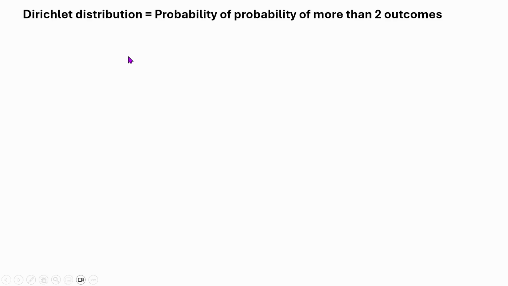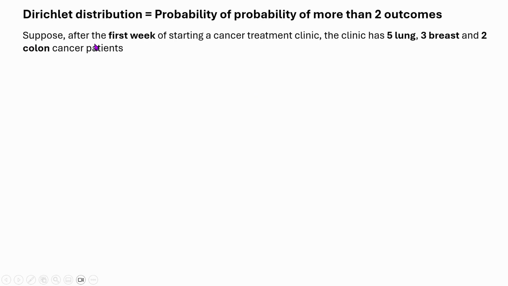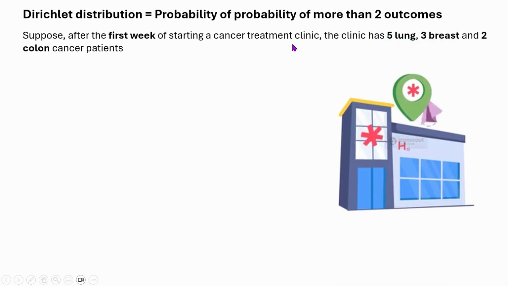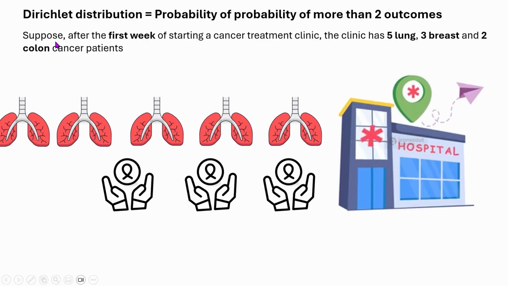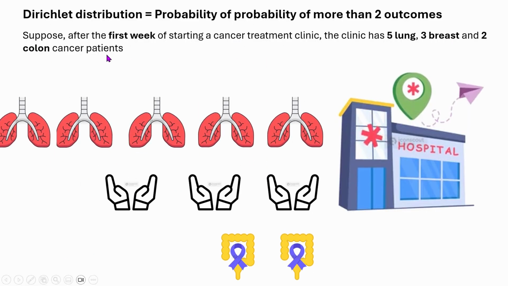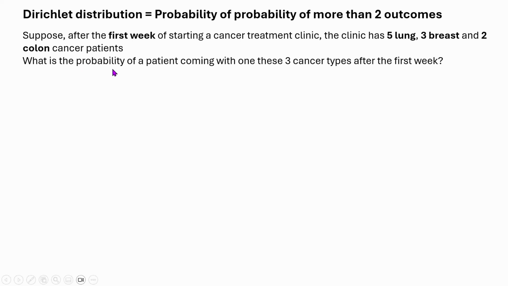First of all, Dirichlet distribution is probability of more than two outcomes. Let me say this again. Probability of more than two outcomes. Let me explain this with an example. Suppose after the first week of starting a cancer treatment clinic, the clinic has 5 lung, 3 breast, and 2 colon cancer patients. The question is, what is the probability of a patient coming with one of these 3 cancer types after the first week?